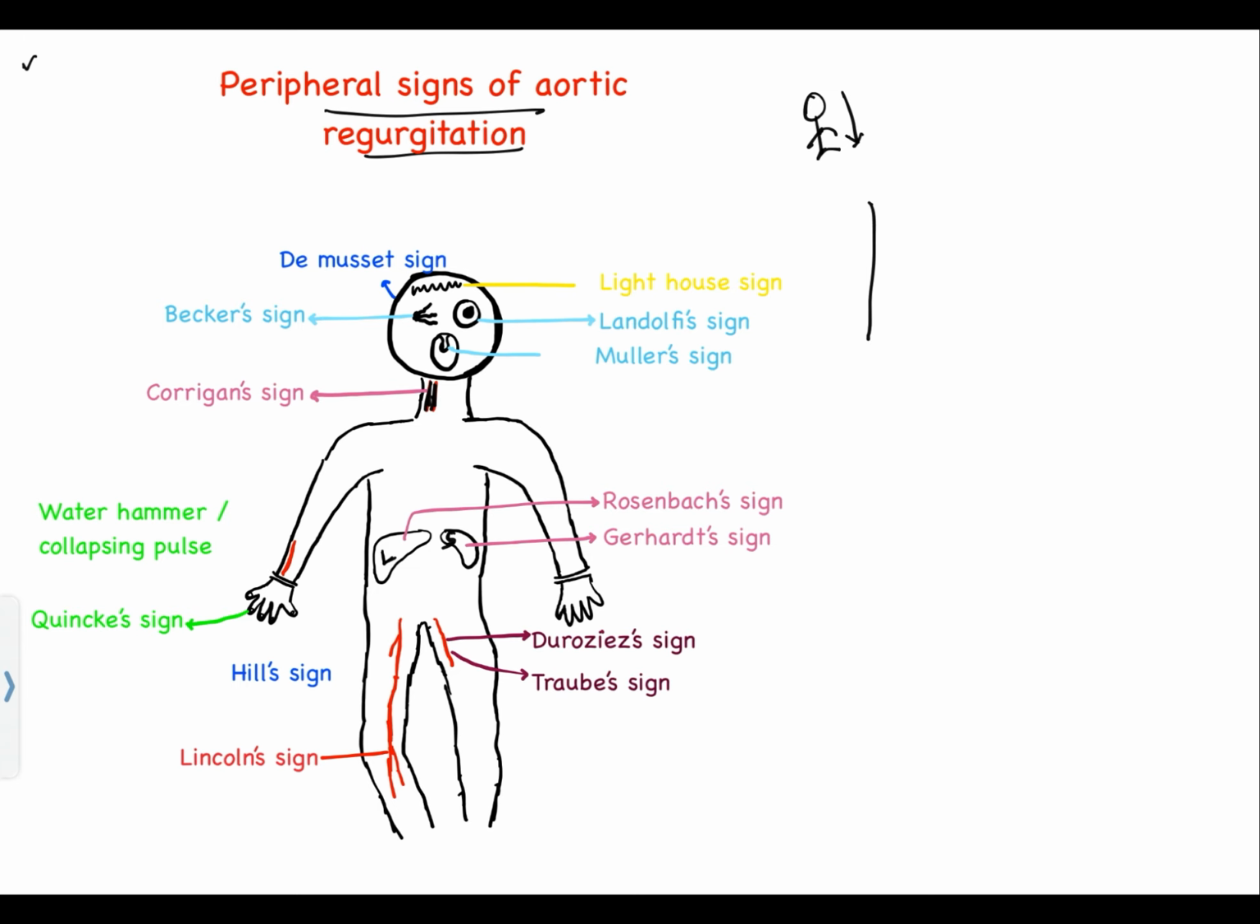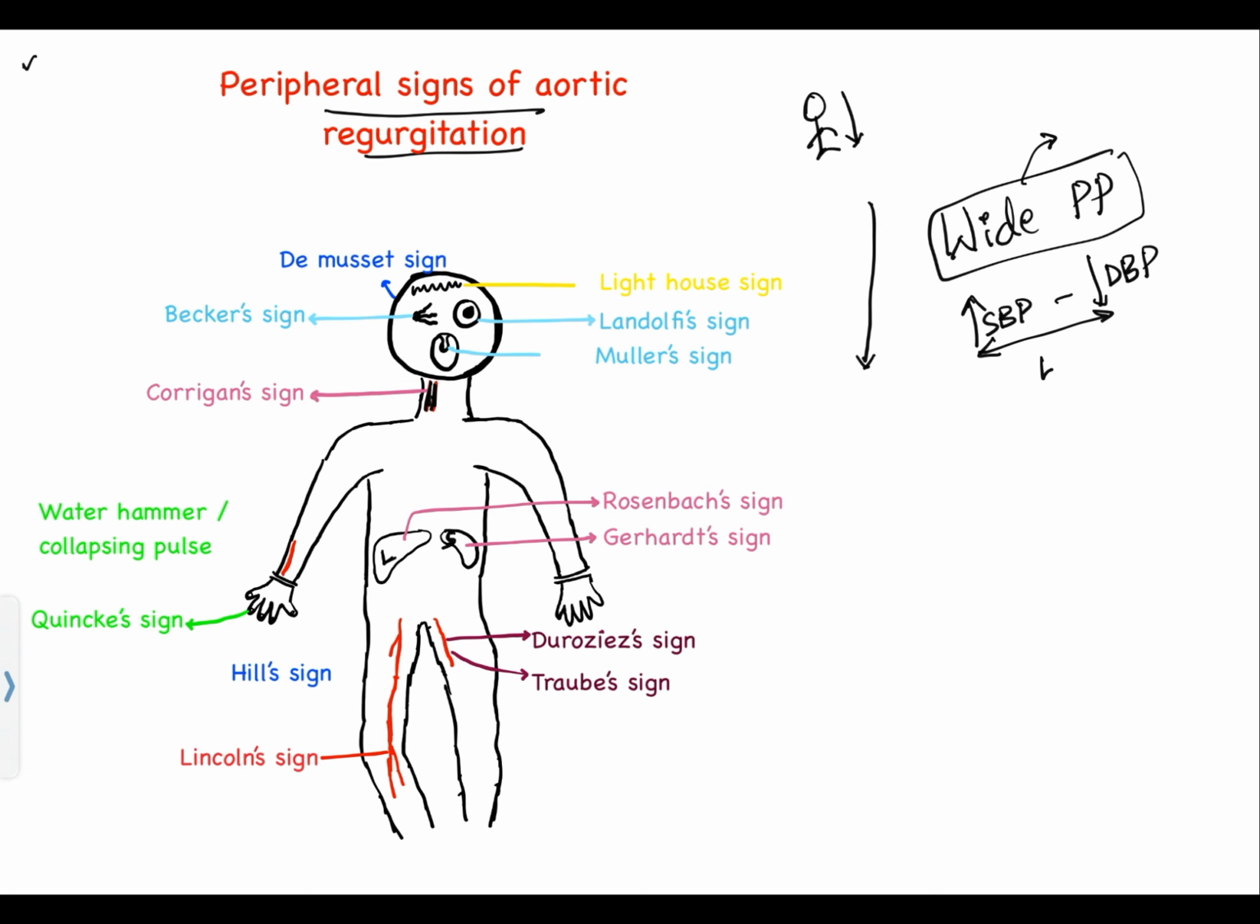This is a big list of findings which are associated with wide pulse pressure. Wide pulse pressure is an increase in systolic BP and decrease in diastolic BP. The difference between the systolic and diastolic BP is called wide pulse pressure. Wide pulse pressure is the main cause for all these peripheral signs in aortic regurgitation.